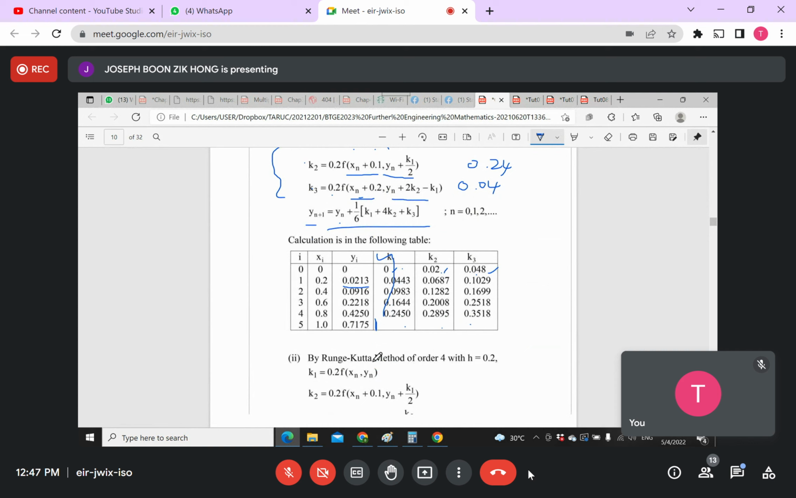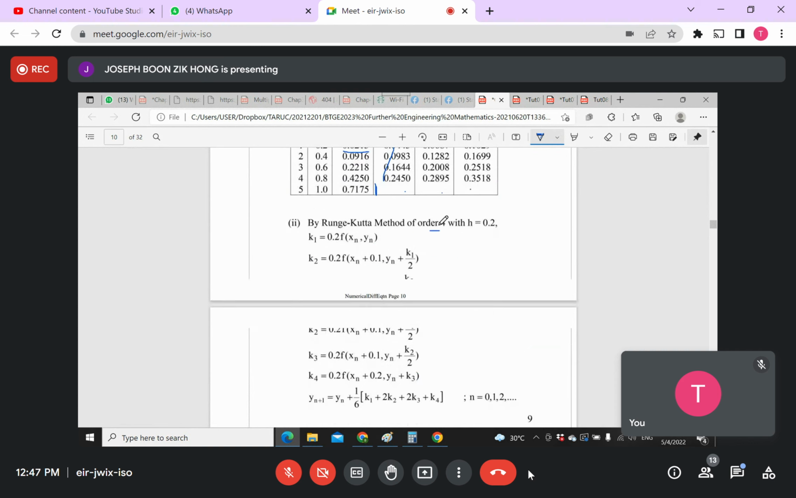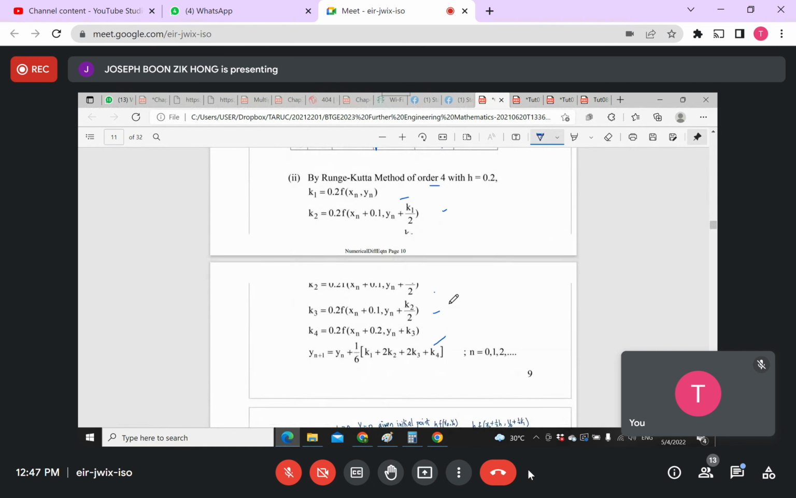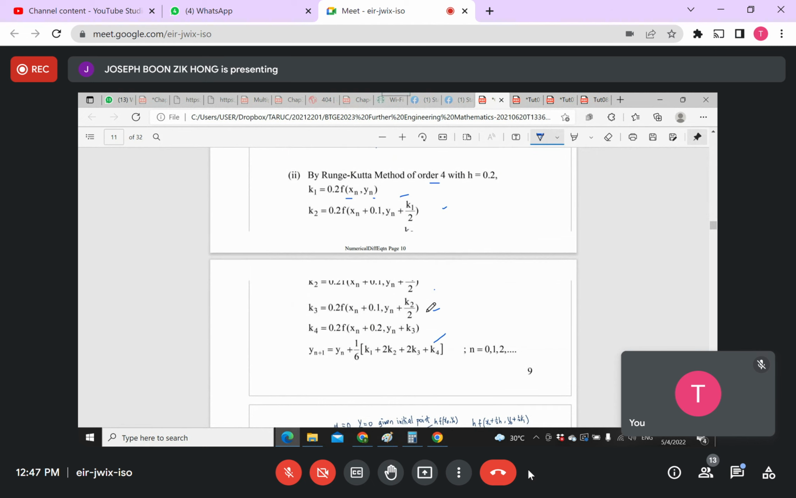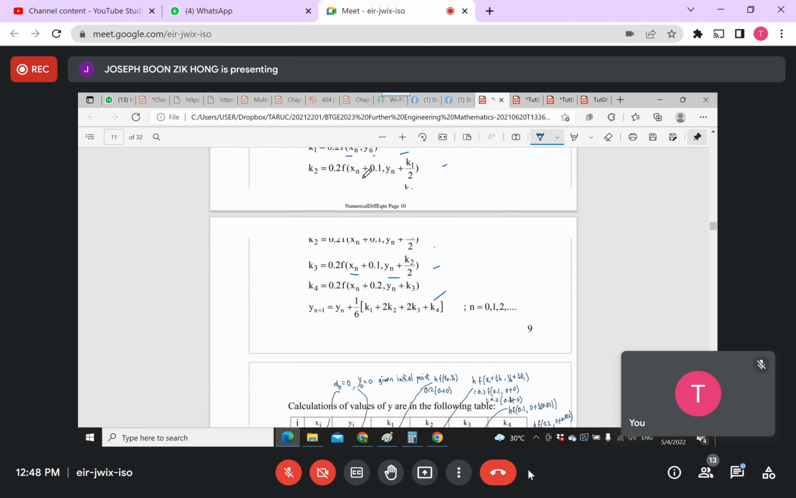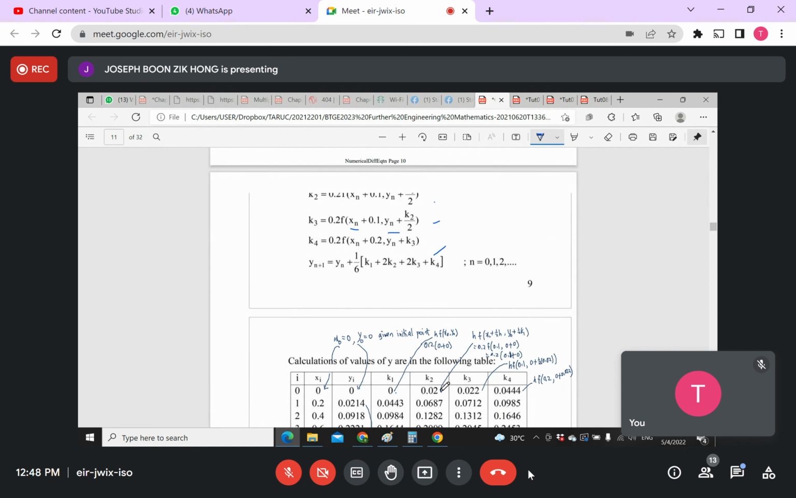Order 4 will also be the same, just a different formula, so you just put in the formula. This one is 0, this one is 0, so 0.2 times 0, K1 you still get 0. And then K2 will be 0.1 plus 0, so it's 0.1 times 0.2, so you have 0.02. And so on, just follow the formula. As long as the formula is correct, there should be nothing wrong.